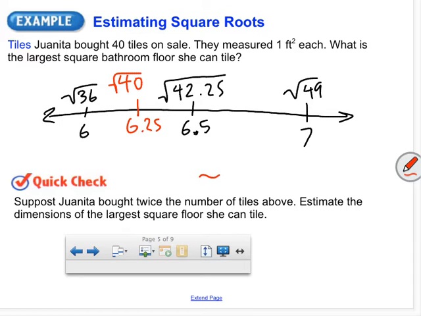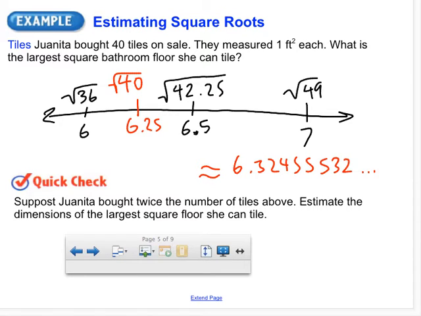What did you guys get when you put it in the calculator? 6.3245553, and it goes on because there are only so many digits that will fit in the calculator. So what type of number is this? Okay, it's non-terminating, non-repeating, irrational.